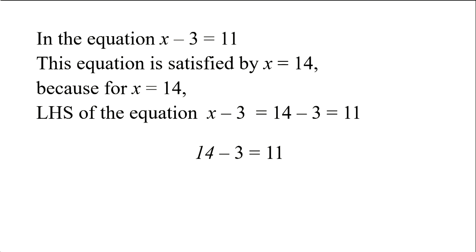So both sides, 14 minus 3 is equal to 11. Then we get 11 is equal to 11. Both sides are equal. Therefore, LHS is equal to RHS. 14 is the solution for the equation x minus 3 is equal to 11, or the value of the variable x in this case is 14.